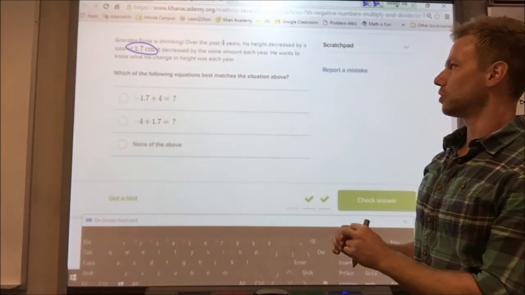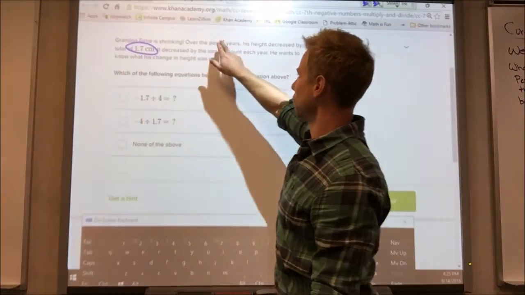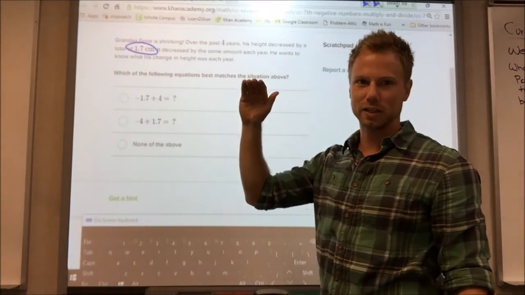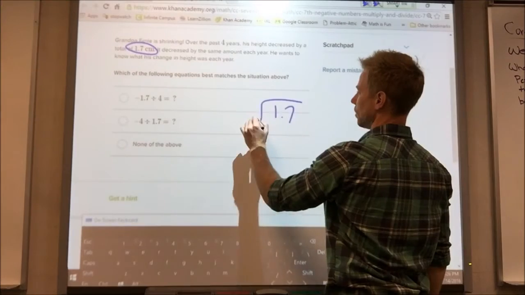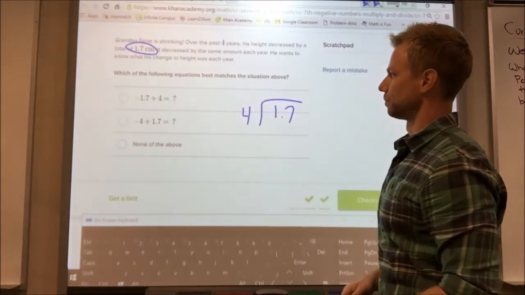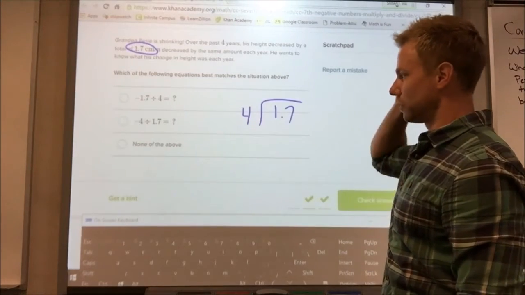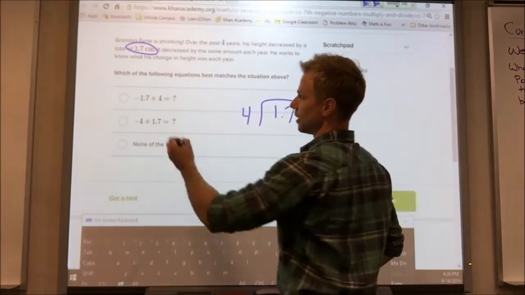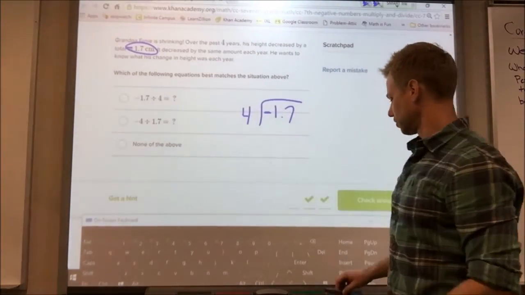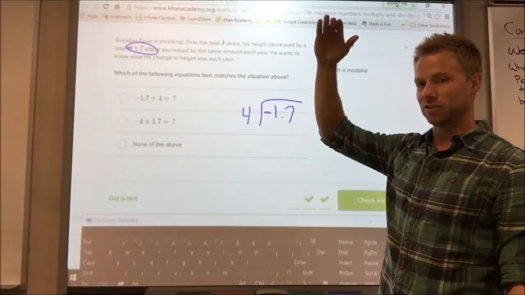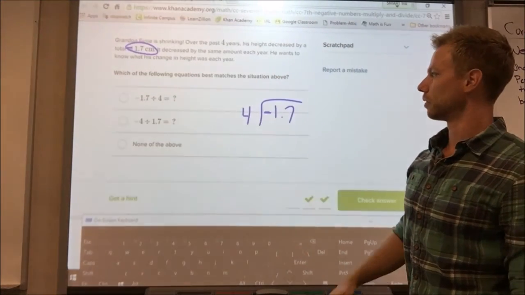If we want to know how much he shrunk each year, we have to divide this into 4 equal pieces, and that will tell us how much it went down each year. So I need to do 1.7 divided by 4. And since it's decreasing, this 1.7 is actually a negative number. So we're actually dividing a negative because it's going down, which is represented by a negative number.